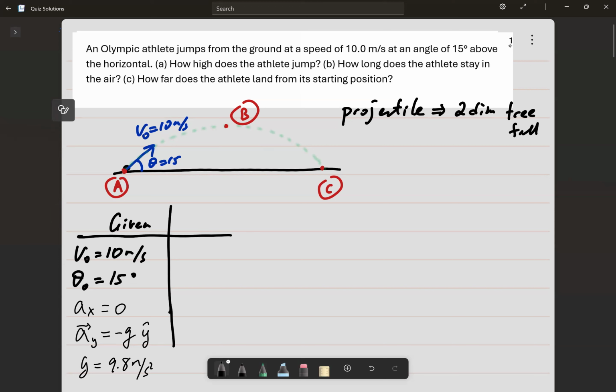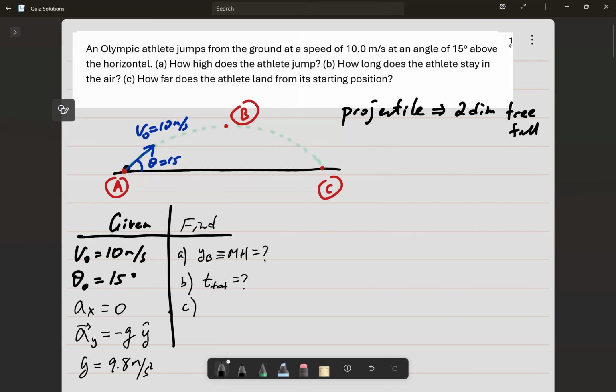Now, what we want to find, obviously, we have a three-part problem. In part A, we want to find the maximum height, so pretty much the position of B, which we're going to define as maximum height. For part B, we're going to find the total time, so T total. So those are the unknown variables. And then for part C, we want to know basically the range, right?